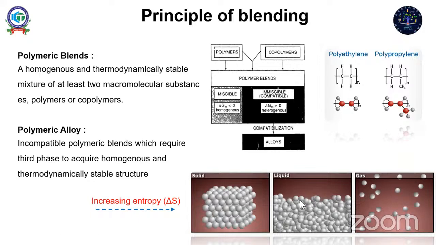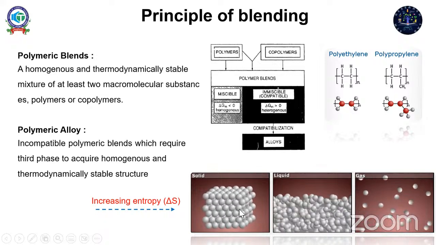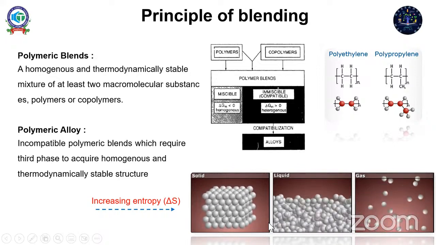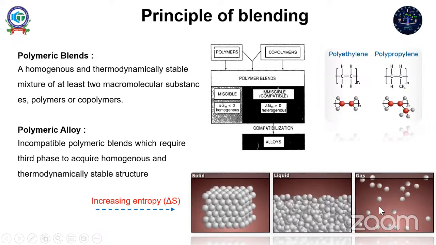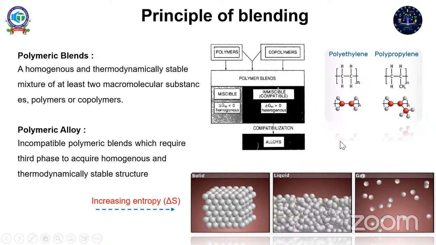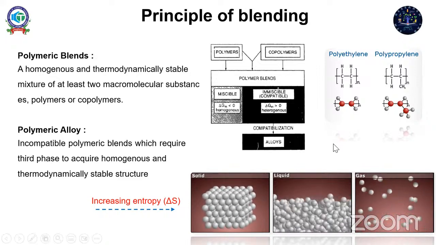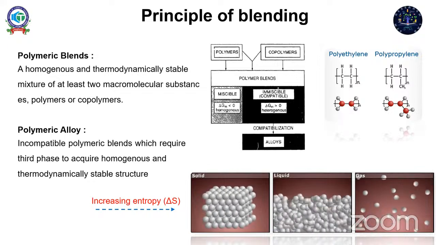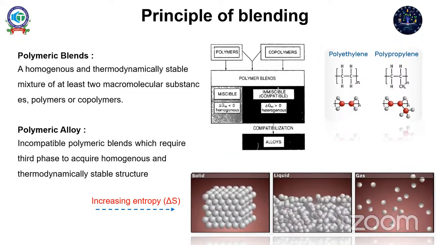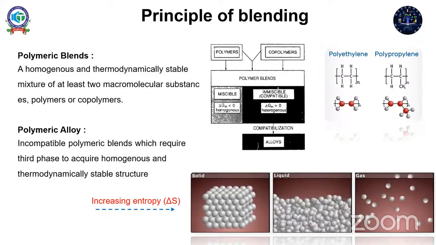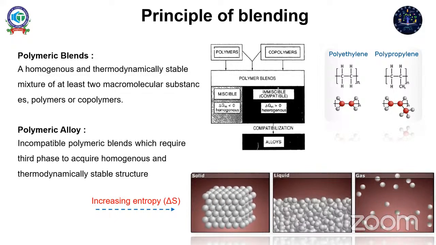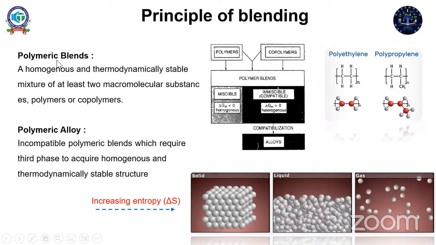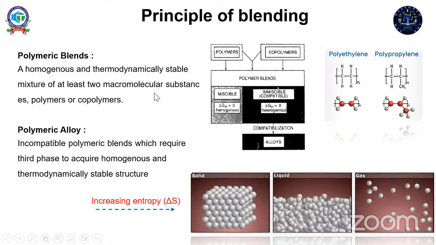As you can see here in the picture, these are solid particles, liquid, and then gas. The order of randomness increases as we move from solid to gas state, so the entropy is increasing. This was just to give you an idea about entropy. Thermodynamically stable mixture means a system whose entropy is low, and a mixture which is homogeneous. So when you mix two different polymers, it will be a homogeneous mixture with low entropy.